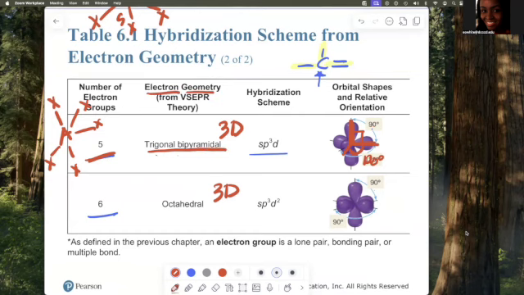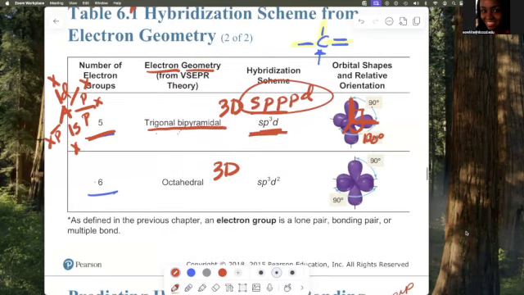This is not the same thing as the shape. Look at the chart we talked about in the previous chapter to figure out what the shape should be. Hybridization, for five groups, we have S, P, P, P, D. So sp3d, right?